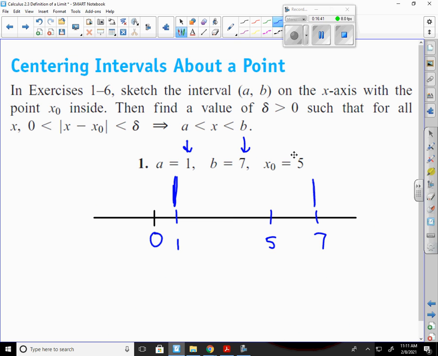When I look at my delta then, I'm looking within this interval and whichever endpoint is closer. 7 is closer to 5 than 1 is. The difference between 7 and 5, or the distance between 7 and 5, is 2. That gives me my delta. x minus 5 has to be less than 2.